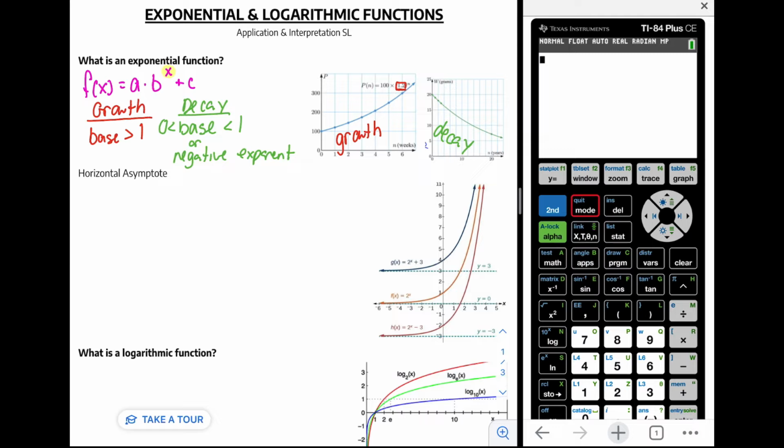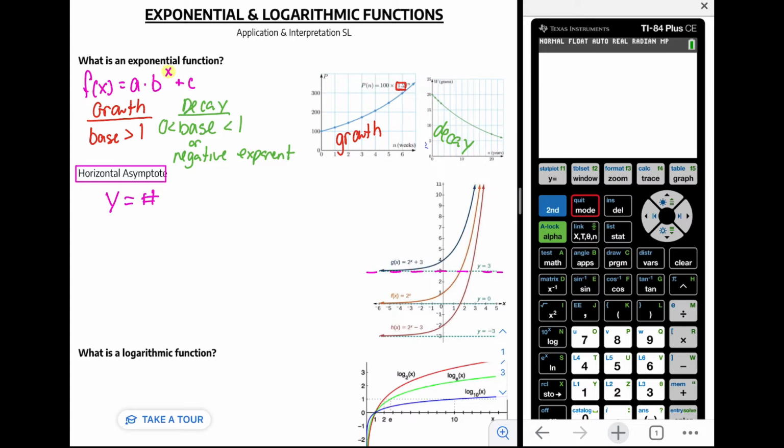Another important thing to know about exponentials is that all exponentials have a horizontal asymptote. The horizontal asymptote is going to be a straight, horizontal line. And this line is always going to have the equation y is equal to a number. This is the line which our function is never going to touch. So we can see these examples here. Our function in this situation, g of x is equal to 2^x plus 3, is approaching the line y is equal to 3, but it's never touching it.